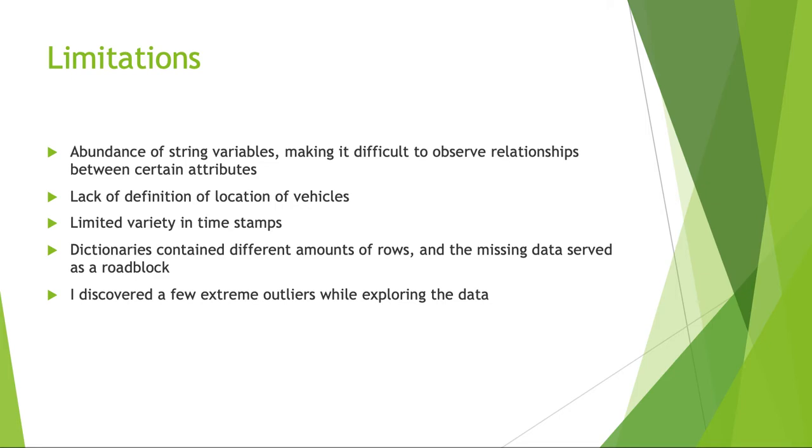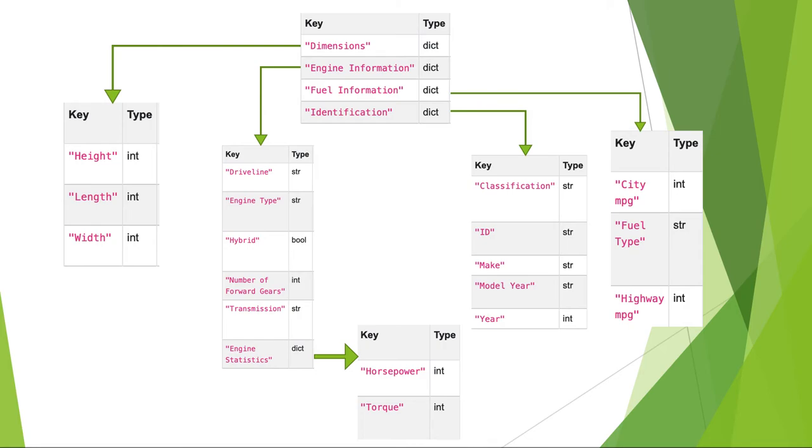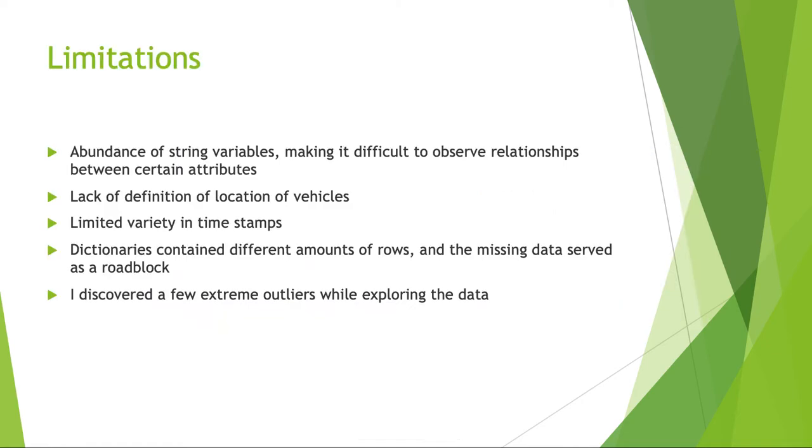Some of the dictionaries contain different amounts of rows. For example, I'm going to go back. The height, length, and width, not every car was booked or they didn't put that information in, so it was sometimes difficult to look at relationships between that and other dictionaries or lists, because there were different amounts of rows, which Python didn't seem to like. And I also discovered a few really extreme outliers when I was just playing around with the data, but I don't think that skewed my data that much.